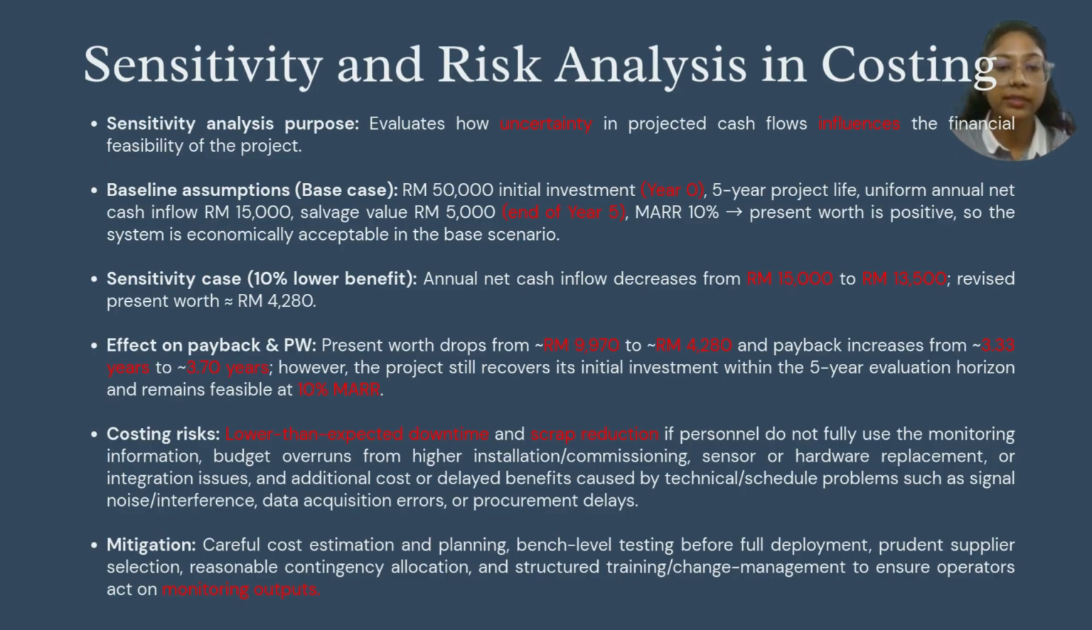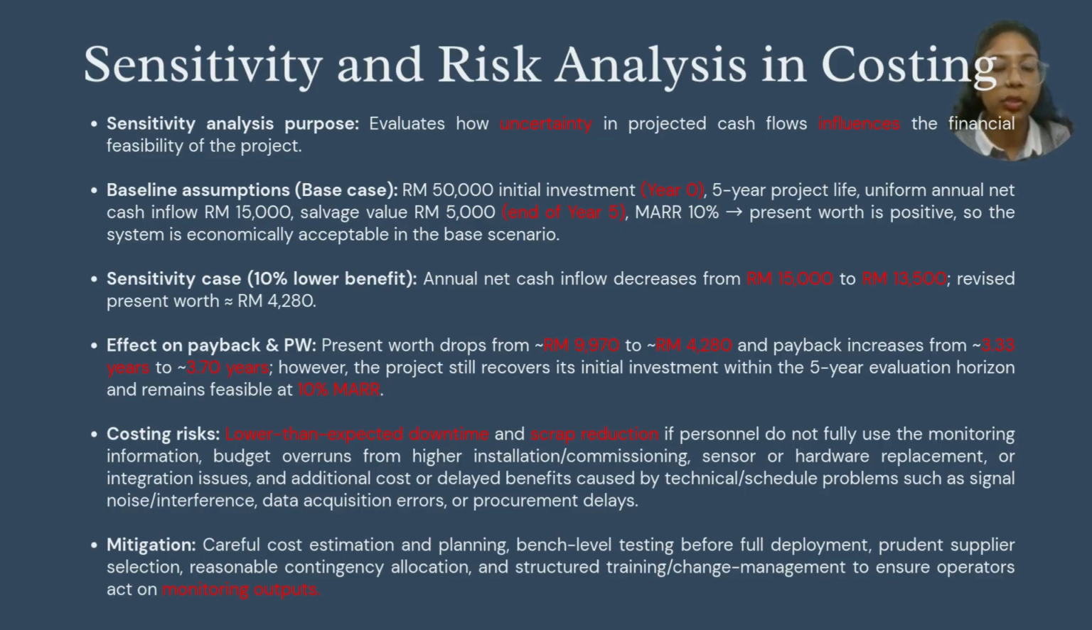As for the sensitivity case, with 10% lower benefit, the annual net cash inflow decreases from 15,000 to 13,500, reducing the present worth to approximately 4,280. The effect on payback and PW: the PW drops from 9,970 to 4,280, and the payback increases from 3.33 years to 3.70 years. However, the project still recovers the initial investment within the 5-year evaluation horizon and remains feasible at 10% MARR.